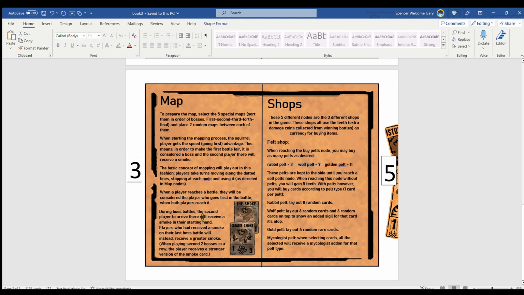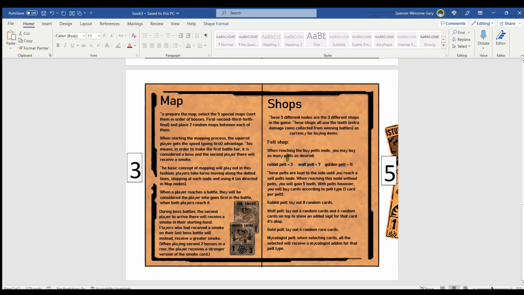During a boss battle, the second player to arrive there will receive a smoke in their starting hand. Players who had received a smoke in their last boss battle will instead receive a greater smoke. So when playing second 2 bosses in a row, the player will receive a stronger version of the smoke card. This is to explain how, basically, if you lose 2 bosses in a row, you'll receive a stronger smoke. Or 1 boss in a row, basically, if you get there second twice in a row.